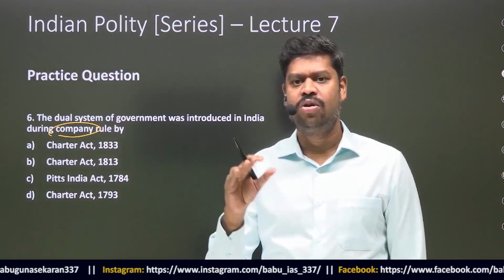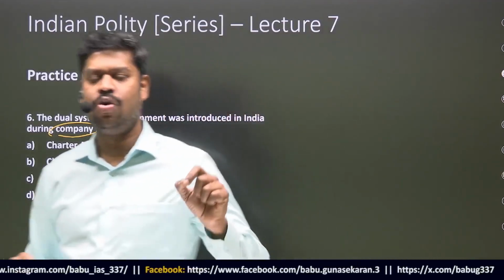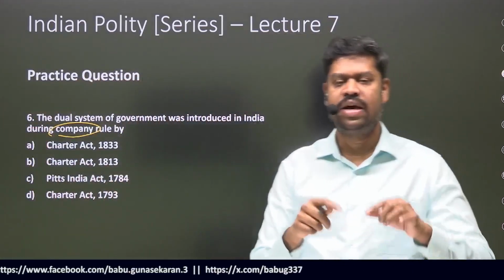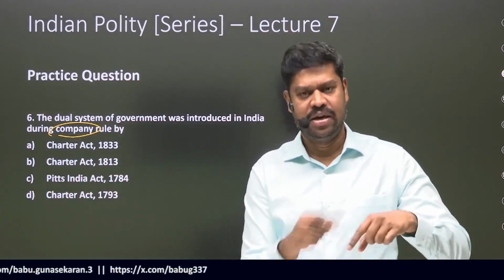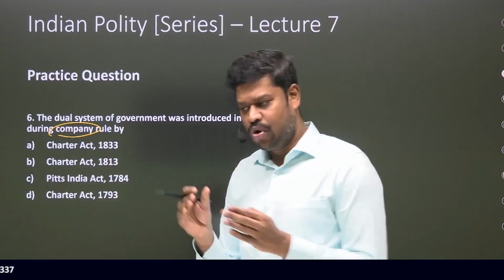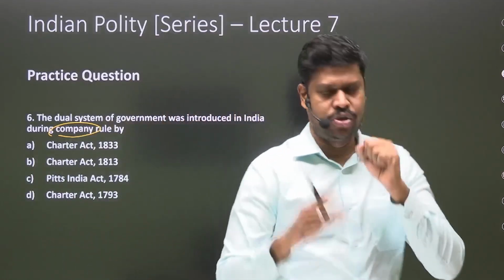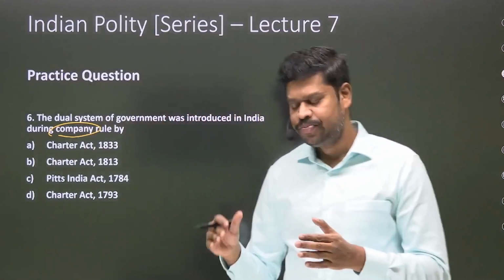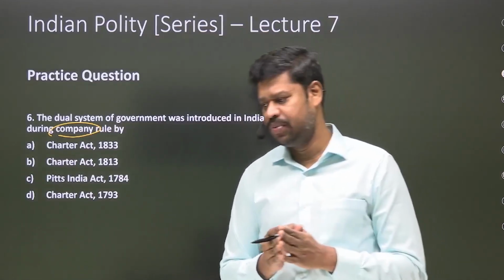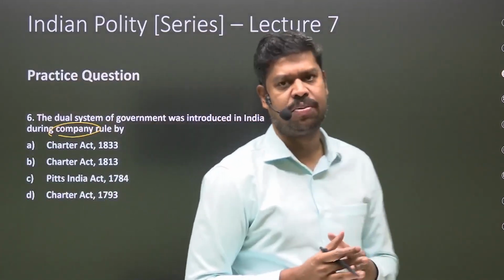The dual role is nothing but that in the company there are two kinds of authorities. One is the court of directors, and another is the board of control. The court of directors would direct the governor general and his council to carry out the commercial activities of the company, whereas the board of control would direct the governor general and his council to carry out the political administration of India. So this system came to be called the dual system of government.